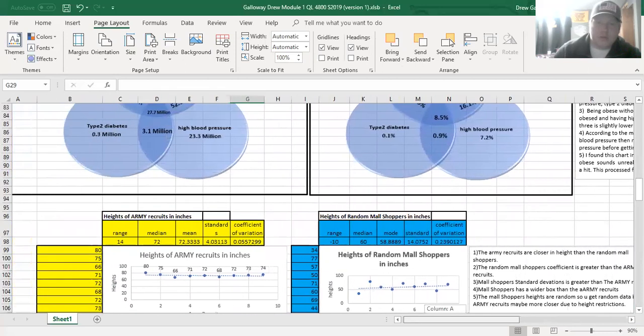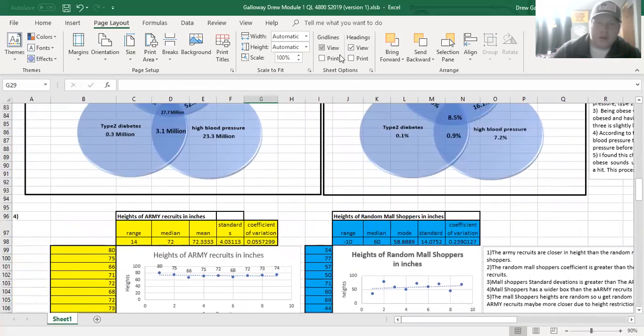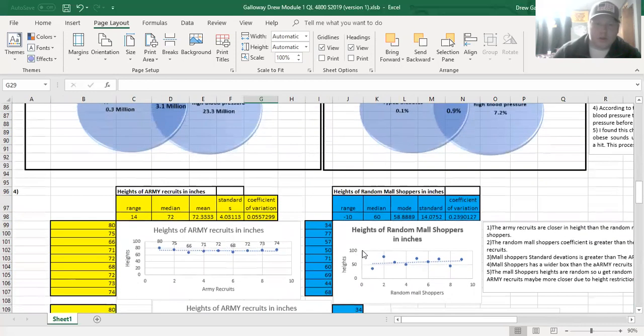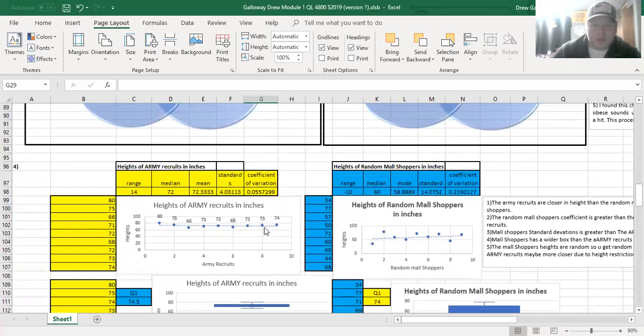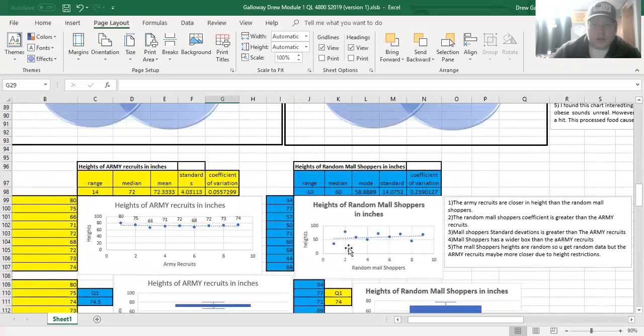Okay, on to number 4. All right, this is the Army recruits and the mall shopping ones. The Army recruits are closer in height than random mall shoppers, and the reason for this is because the random mall shoppers' coefficient is greater than the Army recruits', and mall shoppers' standard deviation is greater than Army recruits'.